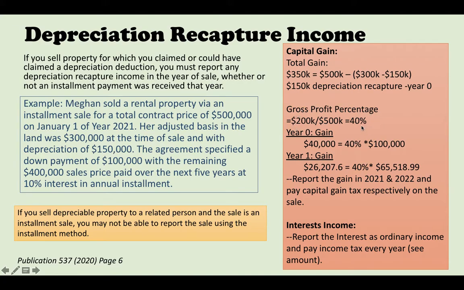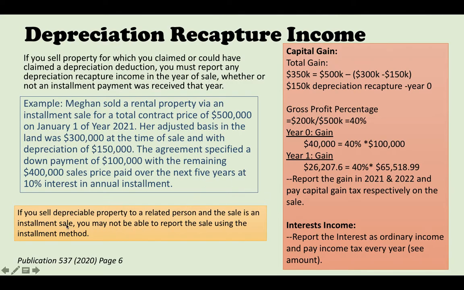If you use an installment sale, you still have to pay long-term capital gain on the $40,000. So you have depreciation recapture in the year of sale, and you have long-term capital gain. This is the depreciation situation, and the rest will be the same as the previous example. Of course, you have the interest income as well, the same as the previous example.